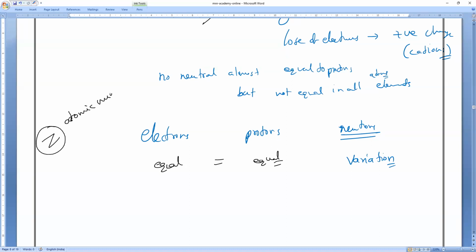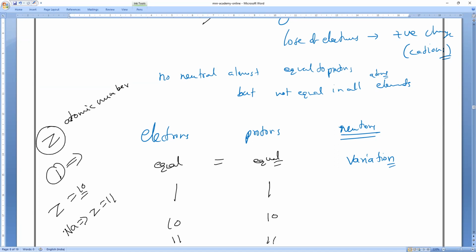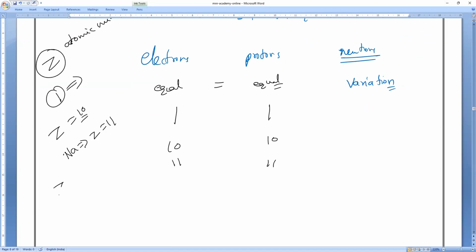Learn it. If the atomic number is 1, that means 1 electron, 1 proton. If the atomic number is 10, 10 electrons, 10 protons. But neutrons may vary. Now sodium: atomic number is 11, so 11 protons and 11 electrons. The atomic number itself is the number of protons, and the number of protons always equals the number of electrons. Chlorine: 17 electrons, 17 protons. So the atomic number gives you the number of protons and electrons.